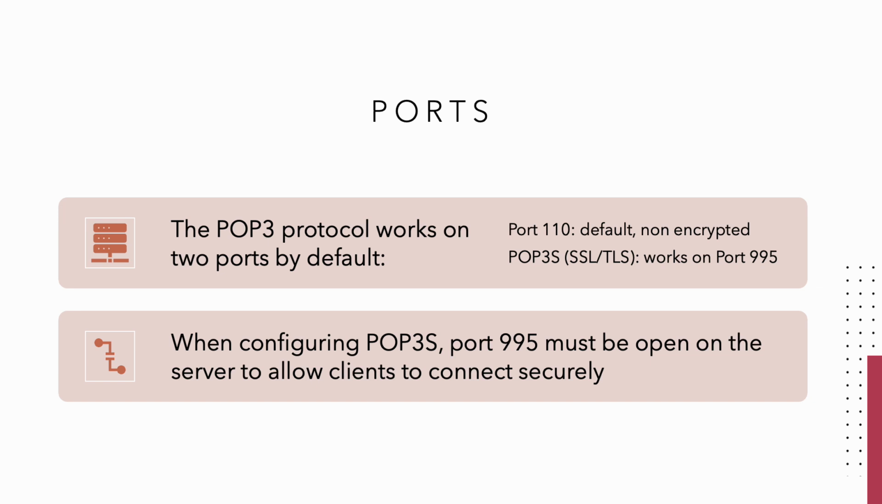So what ports is the protocol used on? The POP3 protocol works on 2 ports by default. It works on port 110 by default, and this is the non-encrypted version, and POP3S works on port 995. And make sure when you are configuring POP3S, port 995 must be open on the server to allow clients to connect securely.